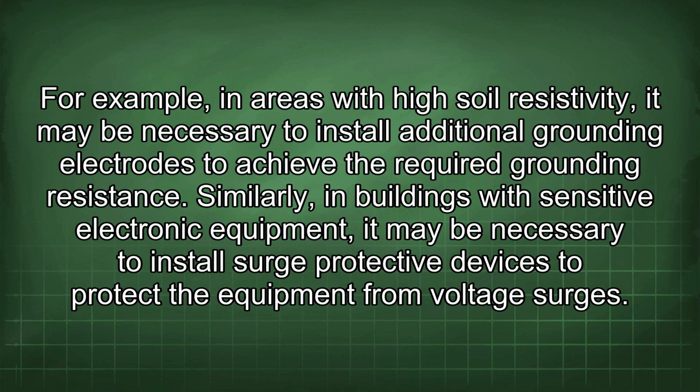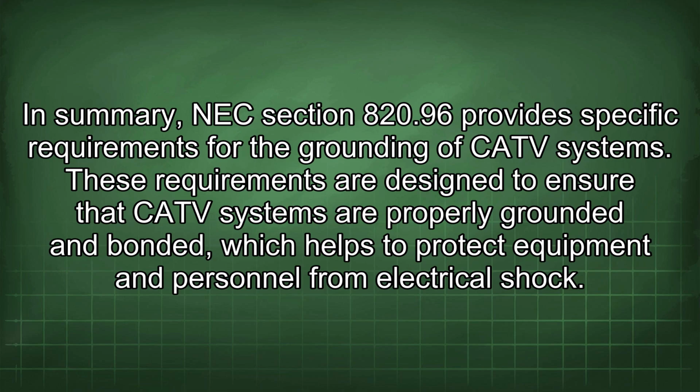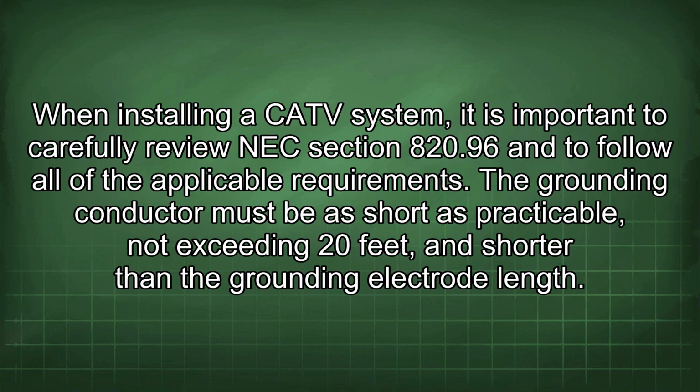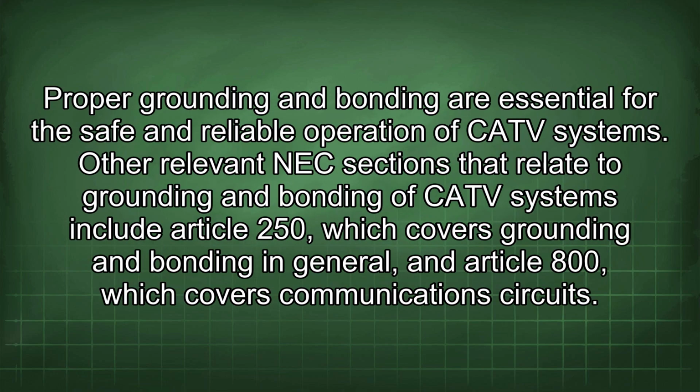from voltage surges. In summary, NEC Section 820.96 provides specific requirements for the grounding of CATV systems. These requirements are designed to ensure that CATV systems are properly grounded and bonded, which helps to protect equipment and personnel from electrical shock. When installing a CATV system, it is important to carefully review NEC Section 820.96 and to follow all of the applicable requirements. The grounding conductor must be as short as practicable, not exceeding 20 feet, and shorter than the grounding electrode length. Proper grounding and bonding are essential for the safe and reliable operation of CATV systems.